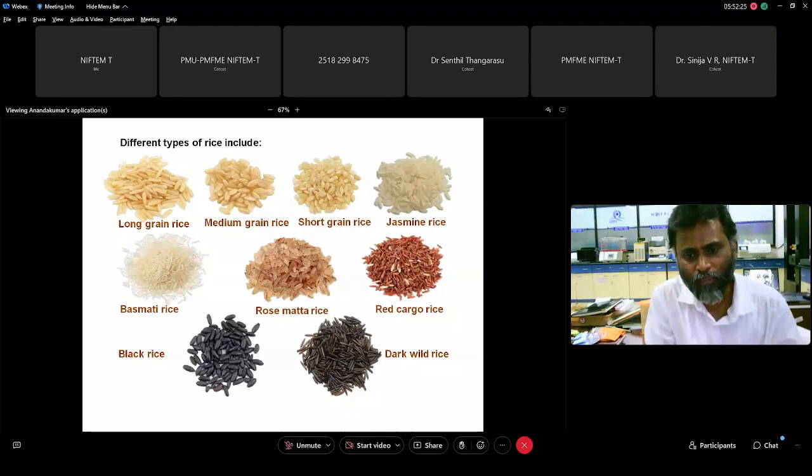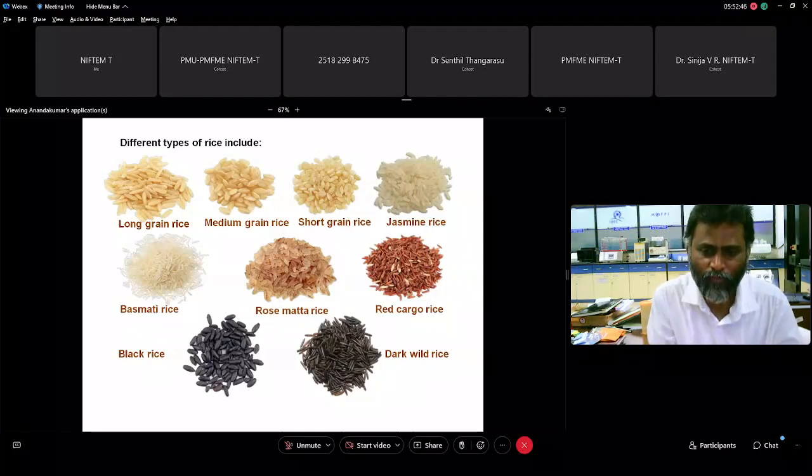Even if you see in India, we have different varieties of rice. In general, we say basmati rice and non-basmati rice. There are some particular varieties that have some antioxidant or nutritional values, and they may be affected by many environmental parameters also.